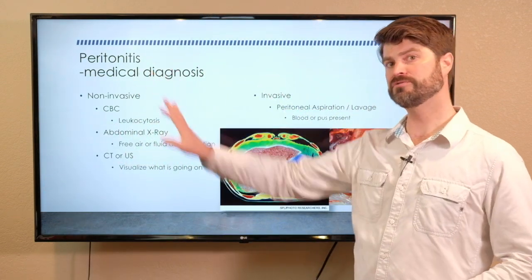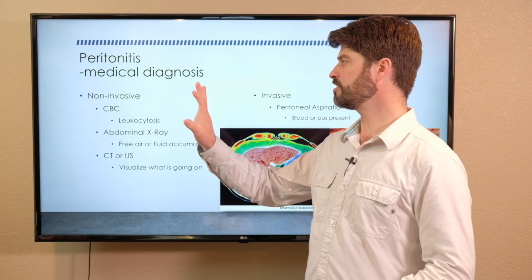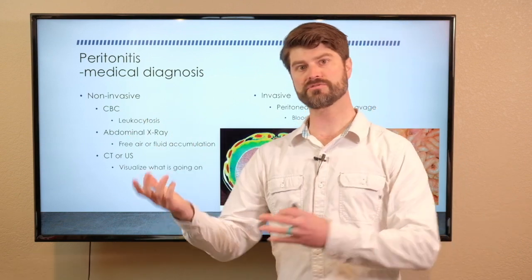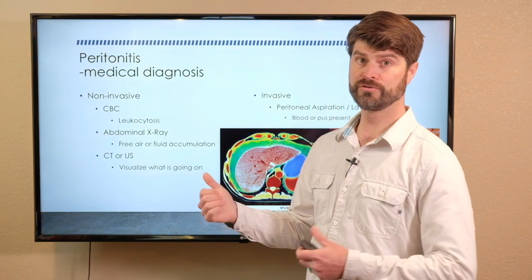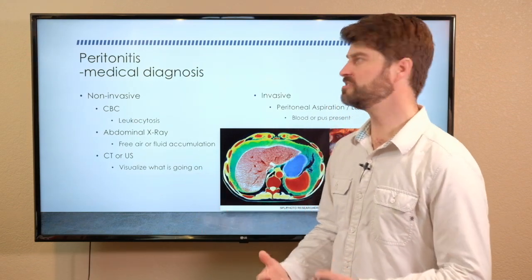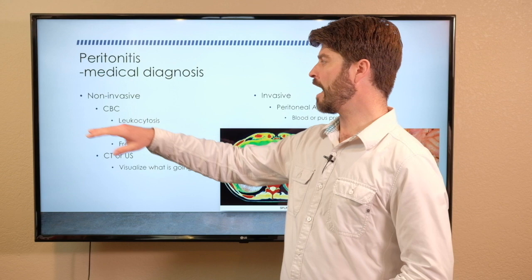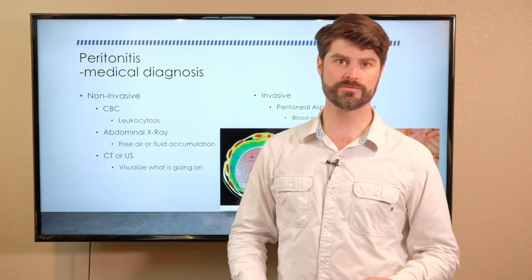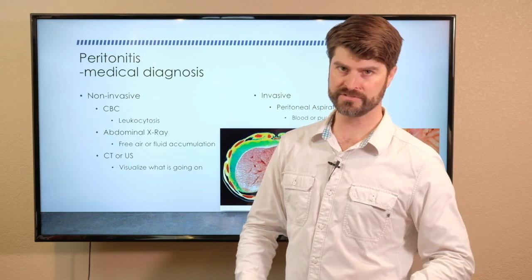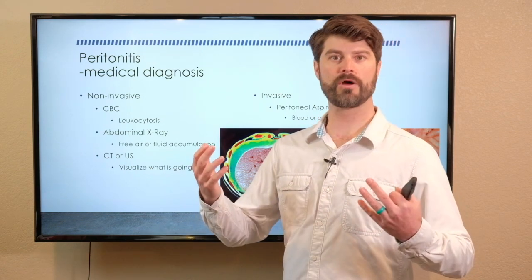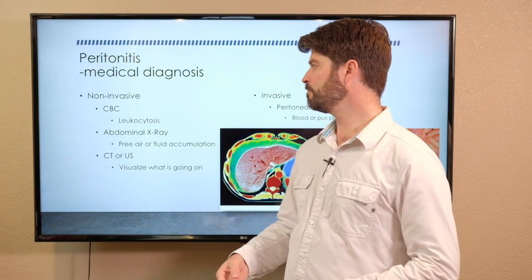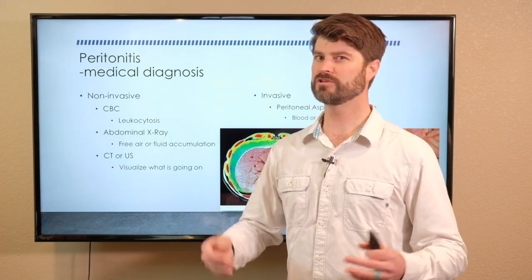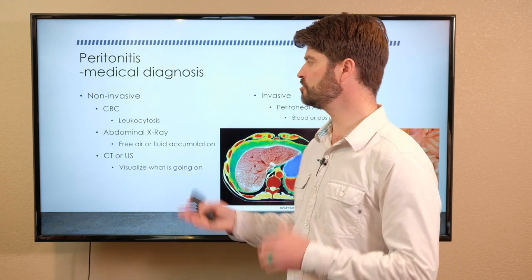For the medical diagnosis component of peritonitis, we're looking at non-invasive things first. We always want to start least invasive to most invasive with interventions, and so do physicians. So first we need to identify the problem. They're going to check a CBC on these patients looking for leukocytosis, which is a very fancy way of saying elevated white blood cell count. These patients are going to have a white blood cell count greater than 10 or 11. It's usually going to be in the teens region.